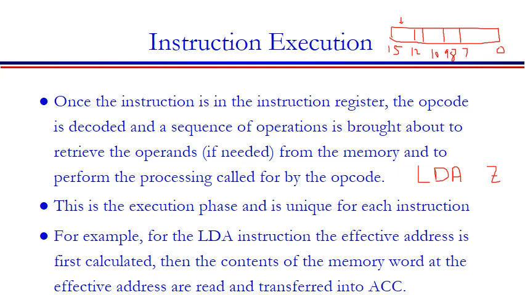We have discussed in the previous lectures that the instruction format consists of 16 bits, which are represented in the form of 0 to 15. These are the 16 bits. So this instruction format is divided into four fields. From bit number 0 to bit number 7, these are for the addresses.